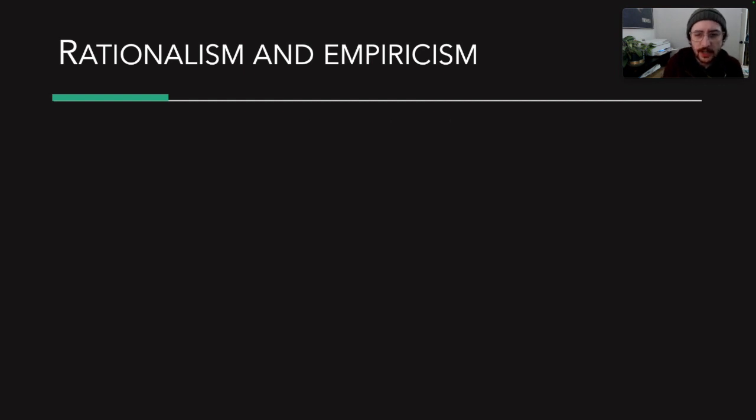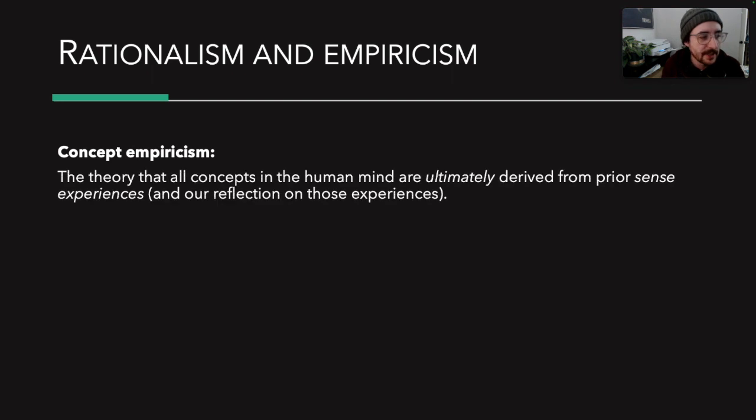And so with that, we're going to complicate this distinction between rationalism and empiricism a bit by distinguishing two different kinds of debates. The first debate is about our concepts, or the ideas, the ability we have to think about things in the world. Concept empiricism is the theory that all the concepts in our mind, our ability to think about unicorns and desks and cups, computers and cars and mathematics and God and logic, all of those concepts are ultimately derived from prior sense experiences that we've had and from our reflection on those experiences.